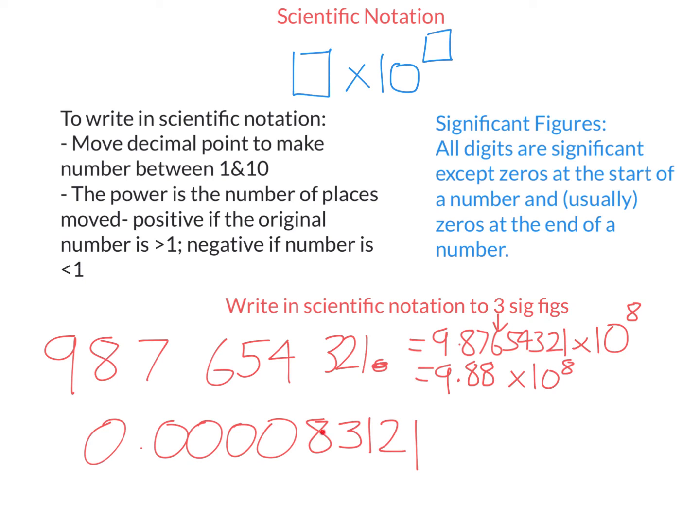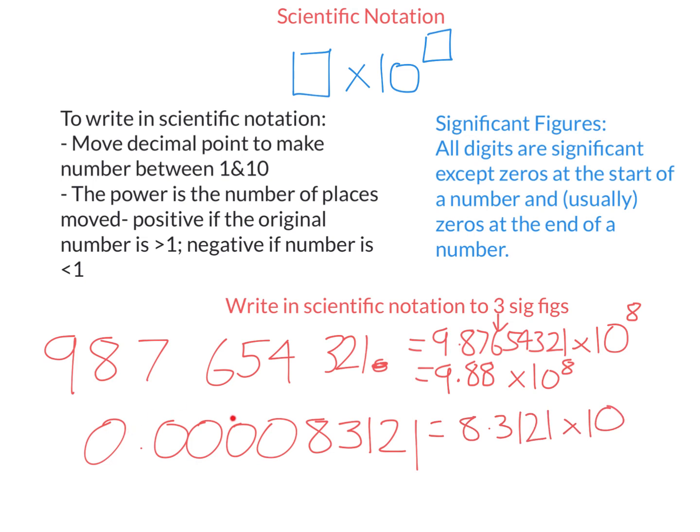Well, it actually has 5 significant figures. All of these zeros are not significant. We're going to write it in scientific notation the same way. So we're going to move the decimal point until the number is between 1 and 10. So I'm going to move it there. That makes the number 8.3121. So it's always times 10 for scientific notation.